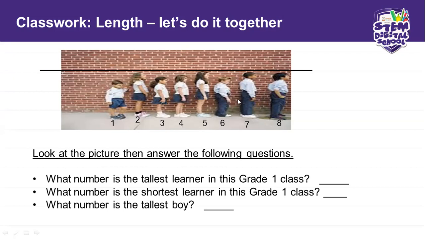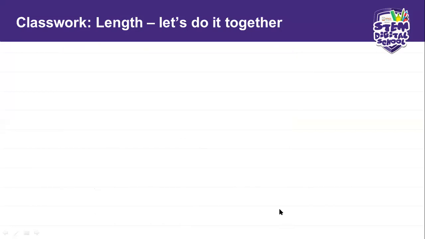Right. It is 3. You can see even if the height there is a slight difference, but indeed 3 is the shortest girl. Well done. That's correct, Leo. All right. Sorry, Leo, your answer there. Remember, number 1 is the shortest learner. The shortest learner in the class is number 1. Yes, well done.